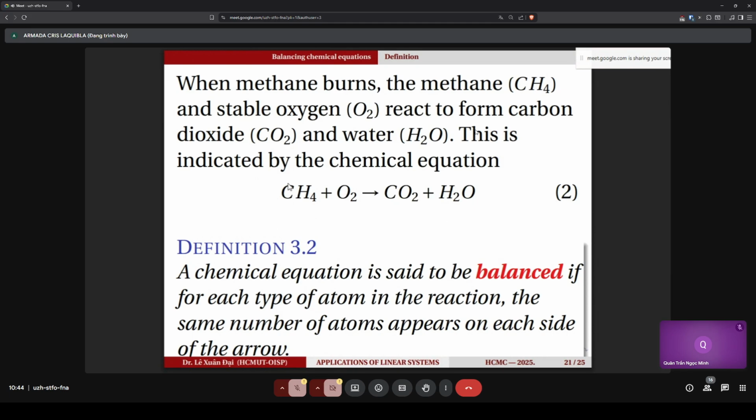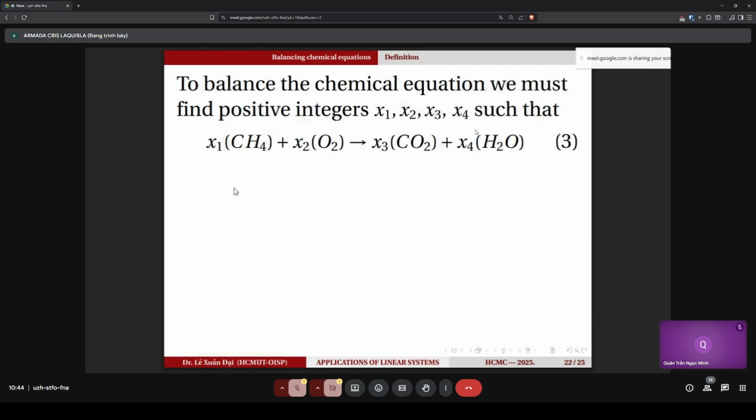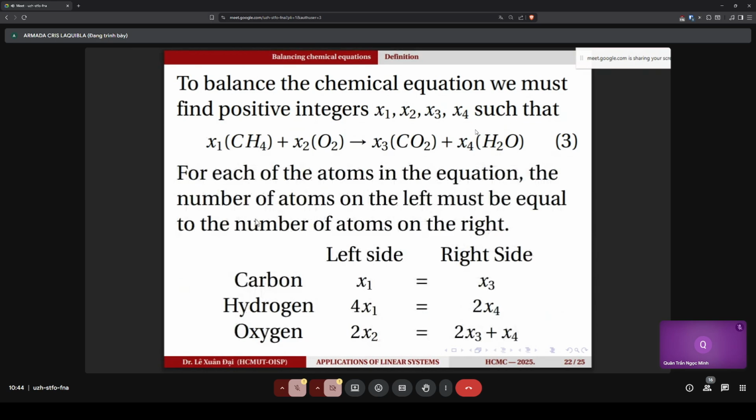So what we're going to do, we multiply numbers here at their sides to make them balance so that they have the same number of atoms. So we can multiply them x1, x2, x3, and x4 there, and we can find these equations. For C, this is x1 plus... since your C here has only one also, it should be equal to x3. So your x1 must be equal to x3 here.